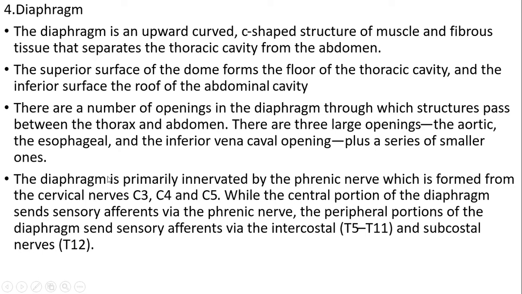the central portion of the diaphragm has sensory afferents via the phrenic nerve. The peripheral portions of the diaphragm send sensory afferents via the intercostal nerves, that is T5 to T11, and the subcostal nerve, T12.